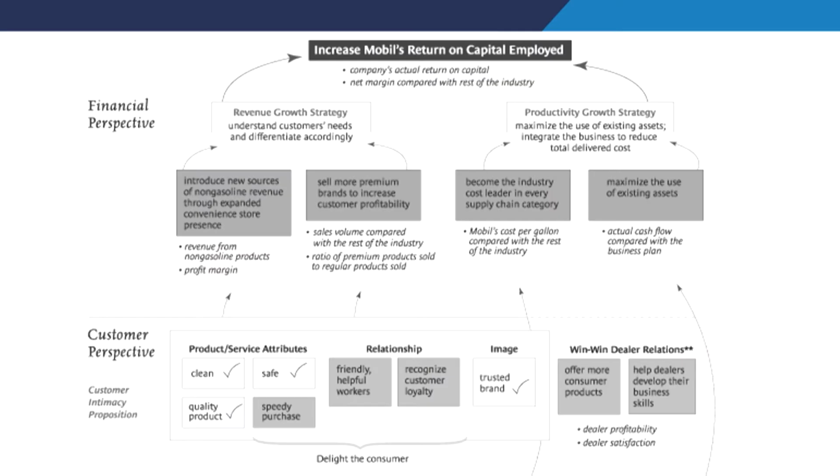The second point, where they wanted to maximize the use of existing assets. Here they took up one more metric, which is the actual cash flow compared with the business plan. What plan did they have in mind, and what is the actual cash flow happening? That would also help them understand whether they are able to use the existing assets properly or not.